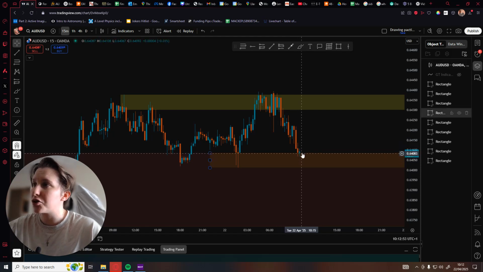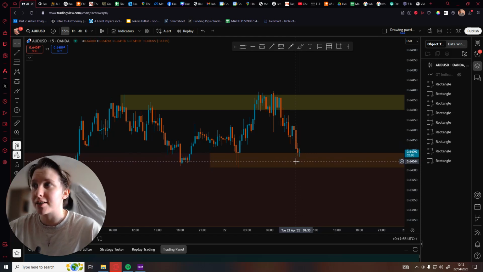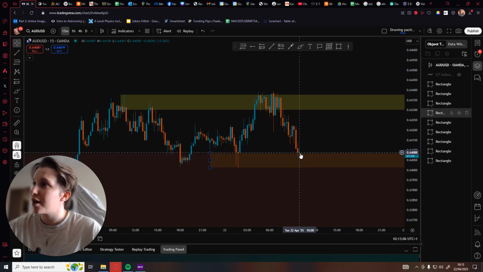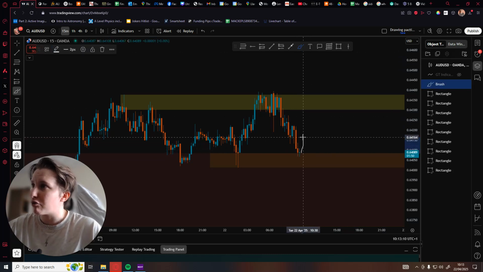So right now we have these two wicks, which is nice because it's showing that price is slowing down. But as you can see, price is struggling to reject from this area. So if price hovers, i.e. if we have more wicks and it just slows down, it doesn't continue pushing through, that's good. If we get a shift up, that's a sign of rejection.